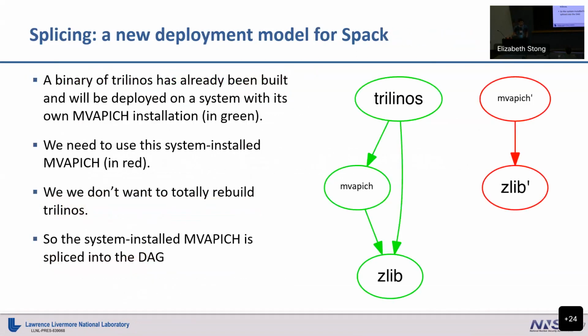So let's talk about splicing a bit. For all of our splicing examples, we're going to use this hypothetical version of Trilinos that instead of being a heinous ball of dependencies, just uses MVAPICH and zlib. And we have a binary for Trilinos built somewhere out in Spack CI. And that's great because Trilinos takes forever to build. But we have a really high-performing system MVAPICH. We'll call that MVAPICH prime. And it depends on zlib prime. And Trilinos was built with MVAPICH and zlib.